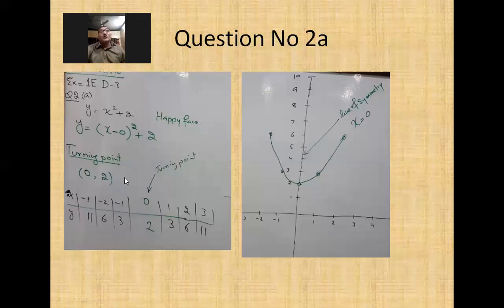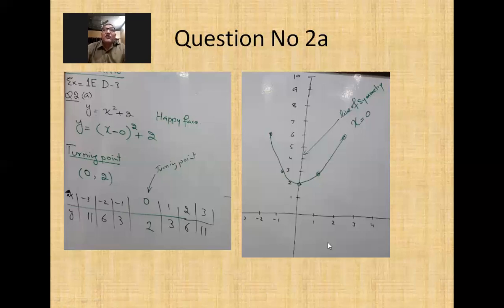Once you know the coordinates of the turning point, then you can draw a table. The x coordinate of the turning point is 0, so I will take 3 points before that x value and 3 points after the turning point. So I will take -1, -2, -3, and I will also take 1, 2, and 3. I substituted these values into the original equation and found the values of y.